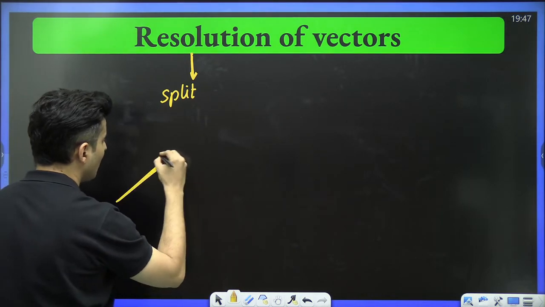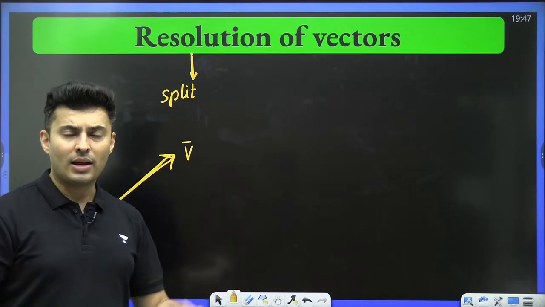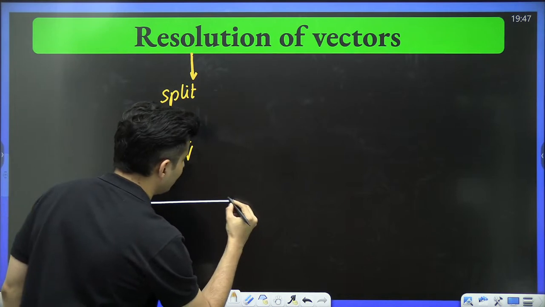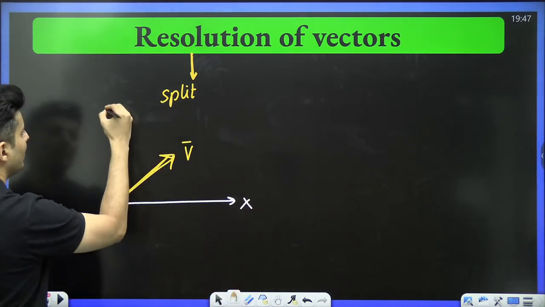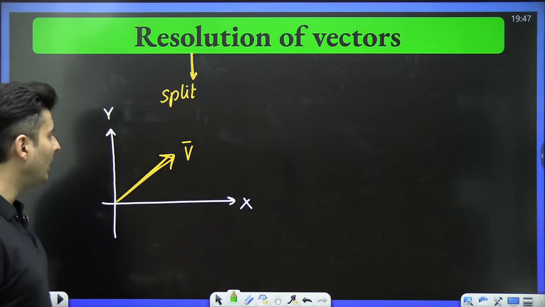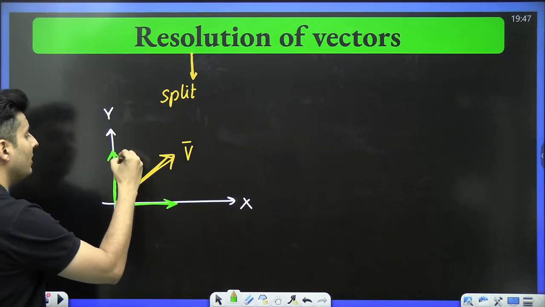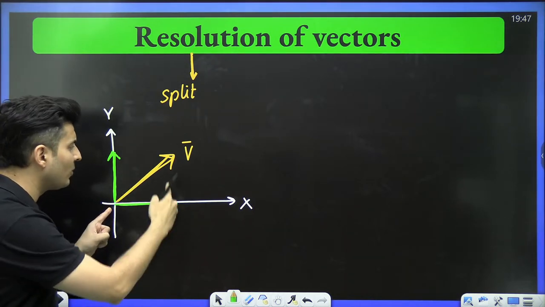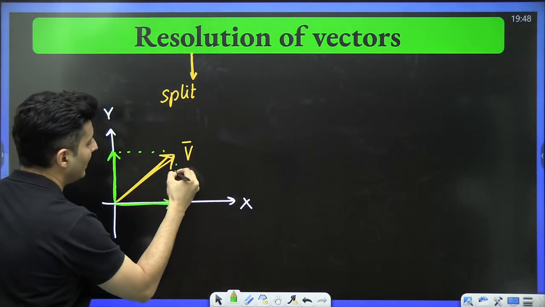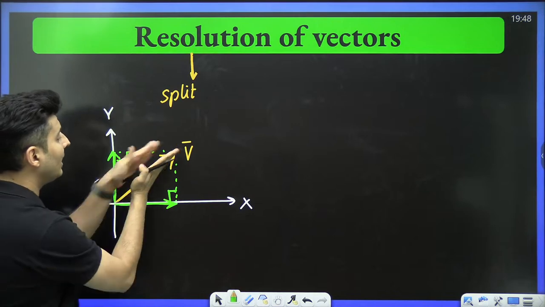Say for example, I have this particular vector V, and I want to split it into two parts, or into multiple parts. If I know that this is the x-axis and this is the y-axis, I can split or resolve it into two very special parts. One part is along the x-axis, one part is along the y-axis. How do I know exactly this one is the split part of the vector V along the x-axis? Just drop perpendiculars. How much I moved in x, how much I moved in y to get the net vector.